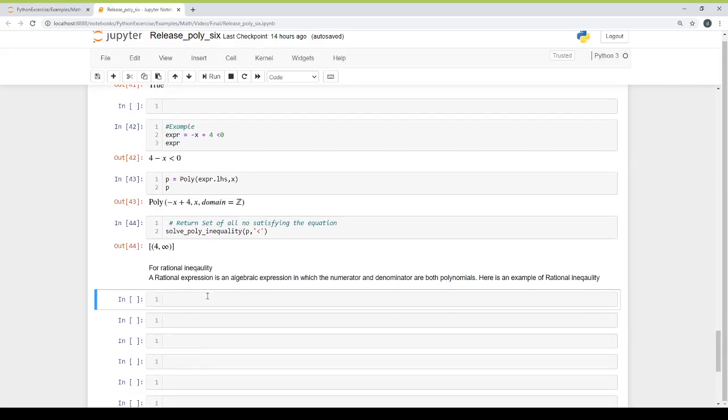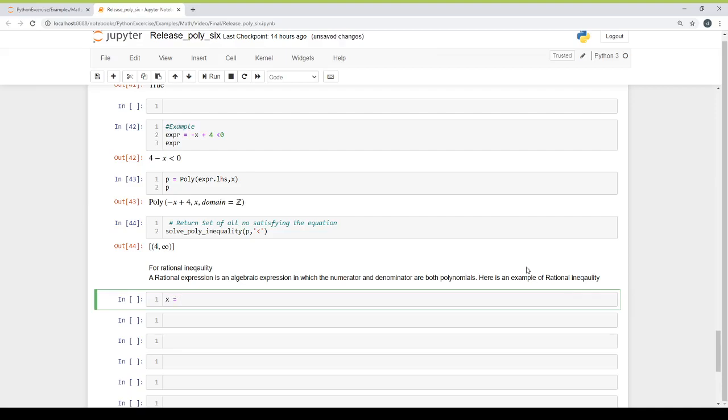For rational inequality, we know what rational expressions are. Rational expressions are fractions, in which the numerator and denominator are both polynomials. For that, Sympy provides us a rational inequality method. Like solve_poly_inequality, we also have a solve_rational_inequalities method in Sympy.